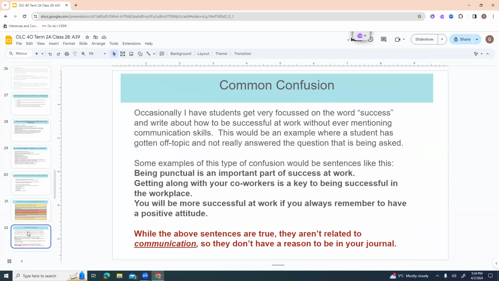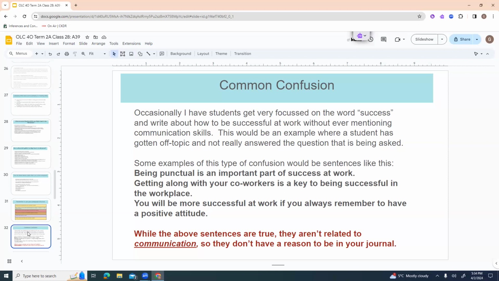Okay, I want to talk about one really common confusion I get. Occasionally, I get students who are really focused on the word success, and they write the entire paragraph on how to be successful at work, and they never once mention communication skills. I don't know if it's just because they didn't quite get it, or if maybe they just noticed that one word and didn't really read further. But in that example, that student has gotten completely off topic and they haven't really answered the question that's being asked. That makes it very hard to mark.